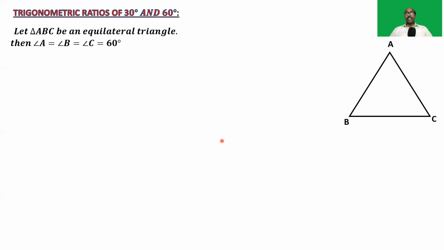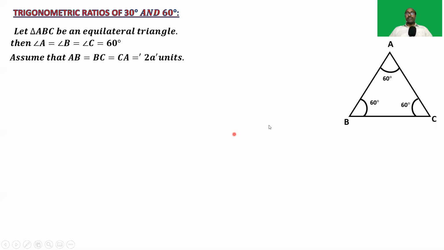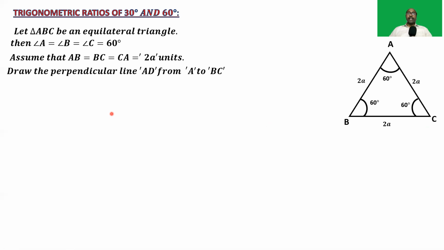So let ABC be an equilateral triangle like this. As ABC is an equilateral triangle, angle A equals angle B equals angle C equals 60 degrees each. Now draw a perpendicular AD from A on BC. Here assume that the sides AB, BC and AC are equal to 2A units. Now draw the perpendicular line AD from A to BC like this.